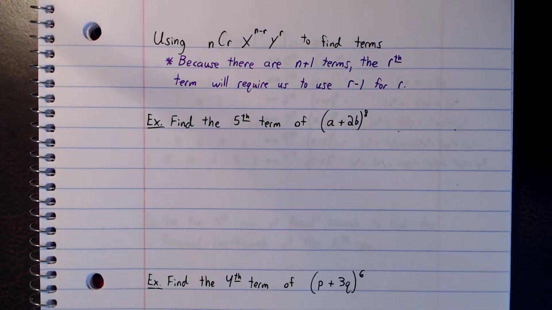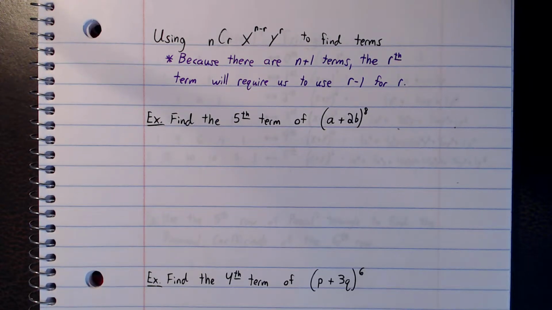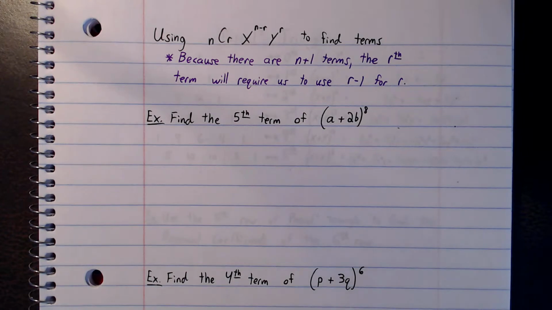All right, now we're going to actually use that n choose r x to the n minus r y to the r weird looking thing that was in that binomial coefficient that we saw in the last page. Okay, this thing. We're going to use this. Something we have to keep in mind though, because we have n plus 1 terms, the rth term, I know it sounds funny to say rth, but the rth term, what they're looking for, will require us to use r minus 1 for r. Okay, pay attention to these problems. These are a little weird from some stuff that you've done before, so keep that in mind.